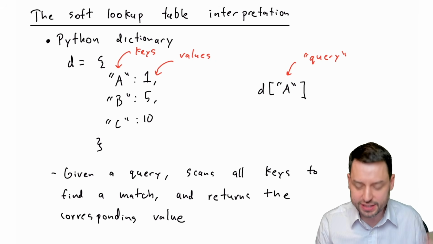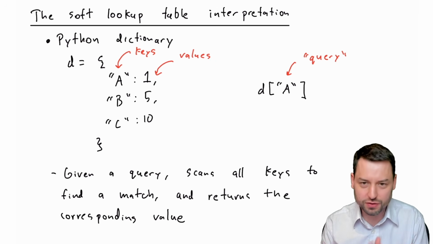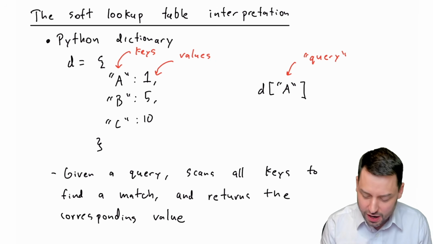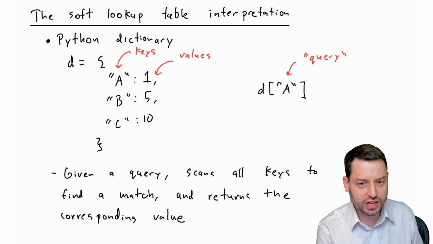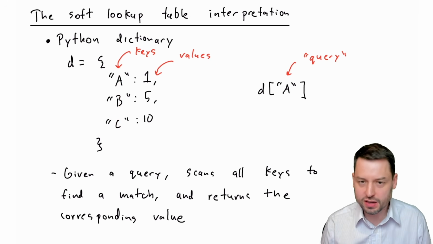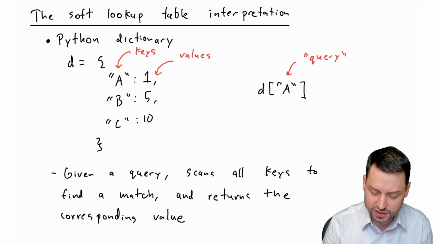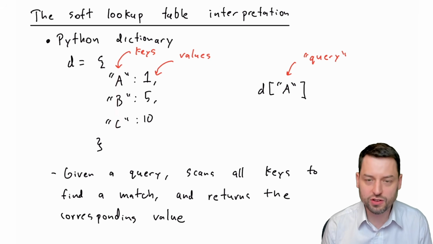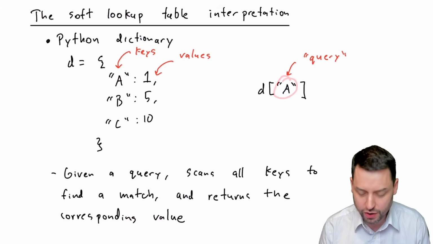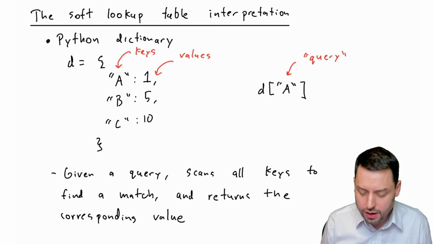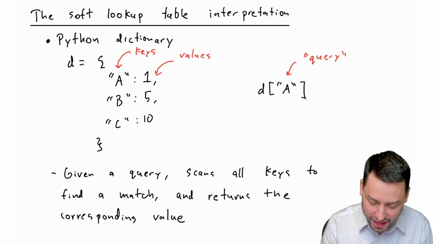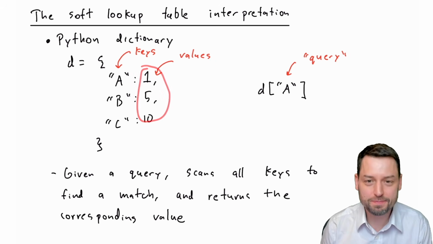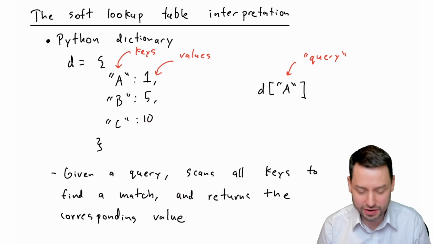Now, of course, in practice, for those that know a little bit more about this, it doesn't actually scan through all of these things linearly. It uses what's called a hash table to do this very efficiently. But conceptually, you can think about it doing this. It looks through all the keys, finds one that matches the query string or the query value. I shouldn't say value, the query object, whatever that might be, and then returns the corresponding value here. All right, so that is what a Python dictionary does.